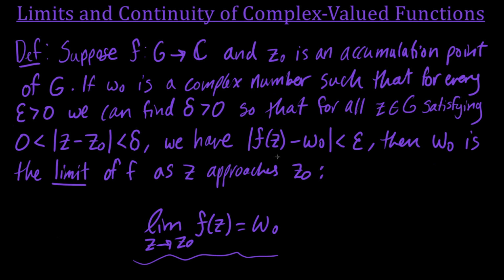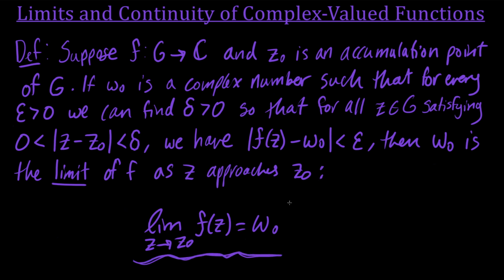Okay, we can now define the limit of a complex valued function. So suppose that f is a function from g to c and that z0 is an accumulation point of g. If w0 is a complex number such that for every epsilon greater than 0, we can find delta greater than 0, so that for all z in g satisfying that z is within delta distance of z0, we have that the image of z is within epsilon distance of w0, then w0 is the limit of f as z approaches z0. And so the notation we use to describe the limit is this notation down here.